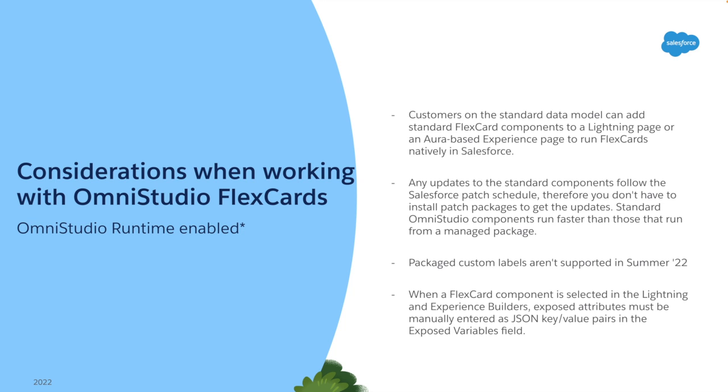Unlike having each attribute within the component config on the page, you would have to enter this as a JSON to provide these attribute keys and values, right? I highly recommend also going through our official web page on this, but these are some of the main things that you need to consider when OmniStudio runtime is enabled in your org.